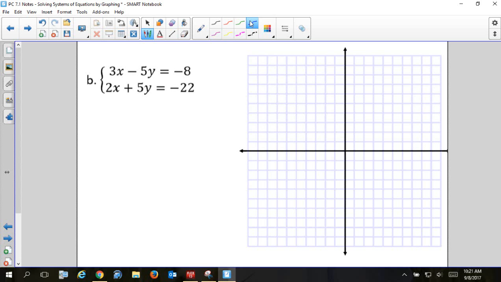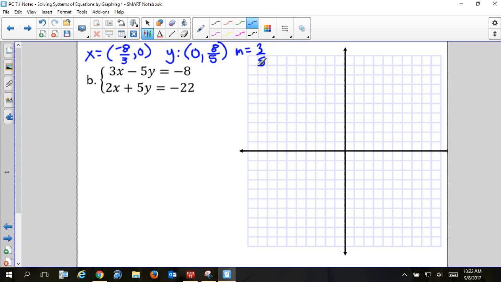So for the top one, my x-intercept, I plug in 0 for y. My x-intercept is -8/3, 0. My y-intercept is, I plug in 0 for x, I get -8 over -5, so I get 8/5. Neither of those are very nice numbers. I better find my slope. My slope is -a over b, -3 over -5, so 3/5.